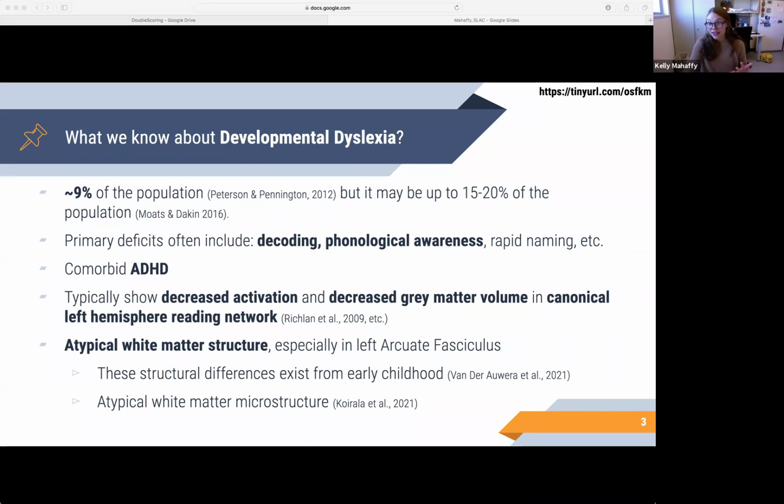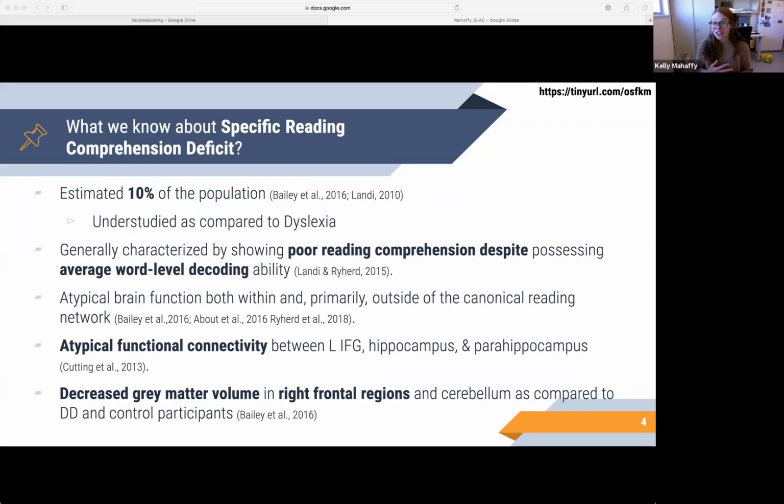So we know a lot about dyslexia, but it is definitely the reading disability which is the best characterized in the current literature, in my opinion. So what about a reading disability that is not so well characterized? This is where specific reading comprehension deficit comes in. So you'll see that it has an estimated prevalence that's about the same as dyslexia, about 10% of the population. However, I would argue that it's understudied as compared. Generally, specific reading comprehension deficit is characterized by showing poor reading comprehension despite possessing average word-level decoding.